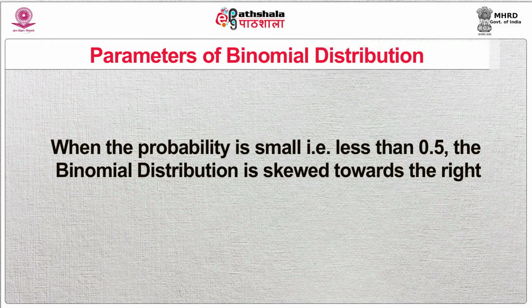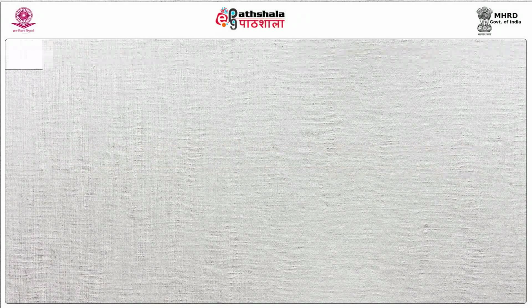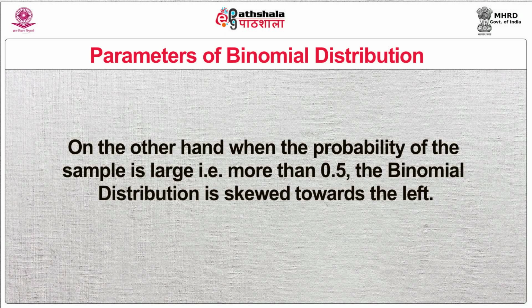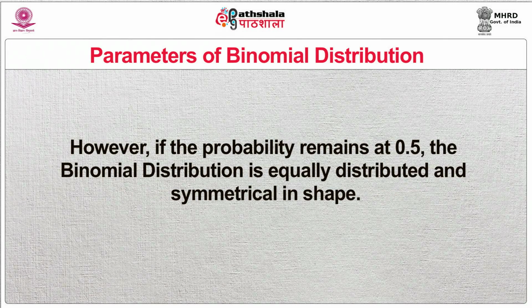Hence, in the context of probability and the total number of trials, the usual generalization can be made as follows. When the probability is small, that is less than 0.5, the binomial distribution is skewed towards the right. On the other hand, when the probability of the sample is large, that is more than 0.5, the binomial distribution is skewed towards the left. However, if the probability remains at 0.5, the binomial distribution is equally distributed and symmetrical in shape.